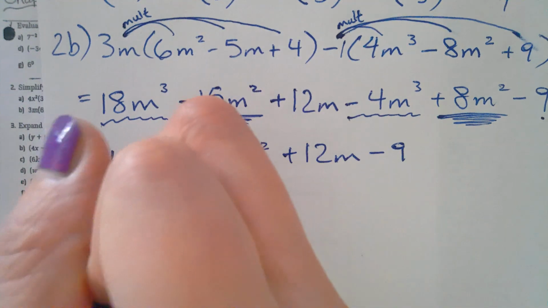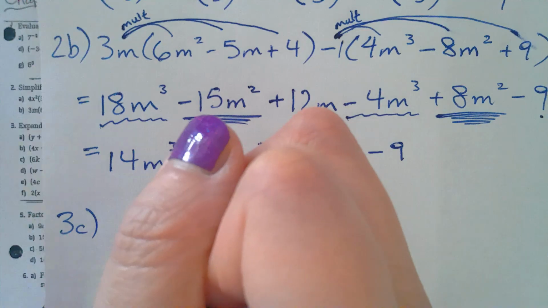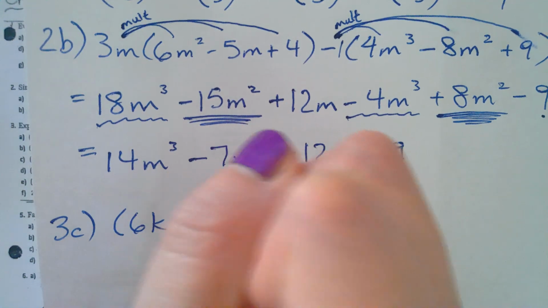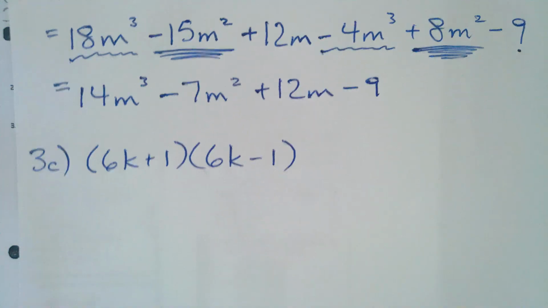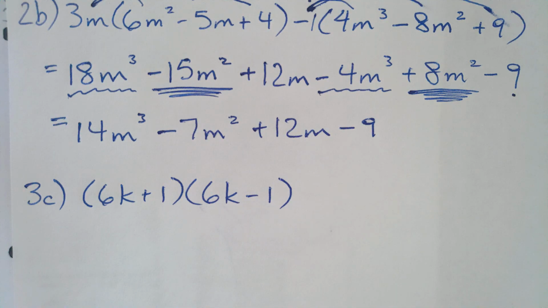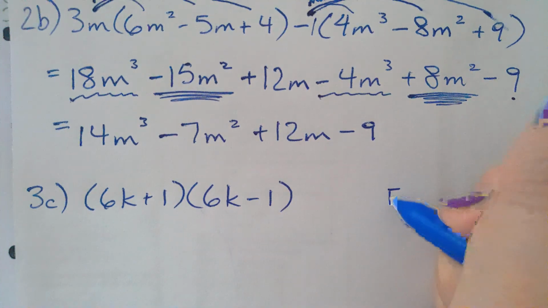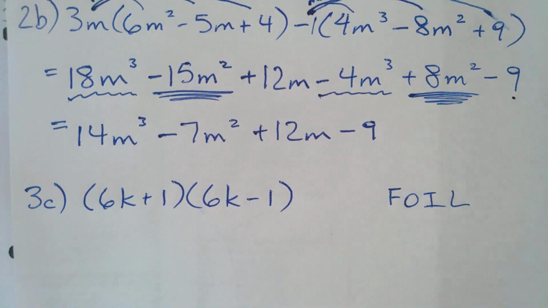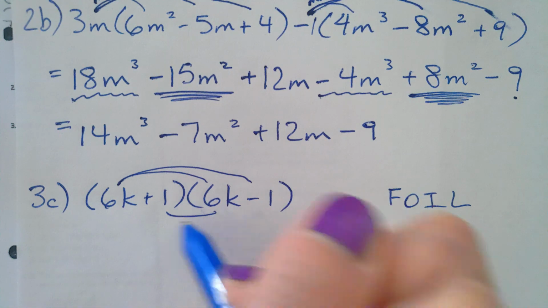3C. All right, 3C. 6k plus 1, 6k minus 1. Okay. Again, I see brackets. So to get rid of the bracket, it means I'm expanding them out. All right. Rashawn, do you remember what FOIL stands for? Okay, let's hear it. And then do the bottom.